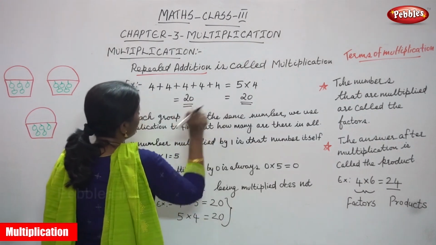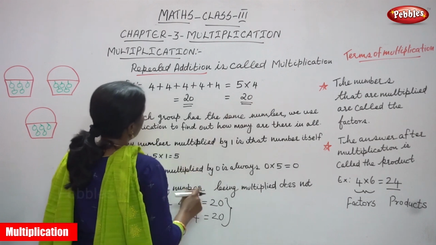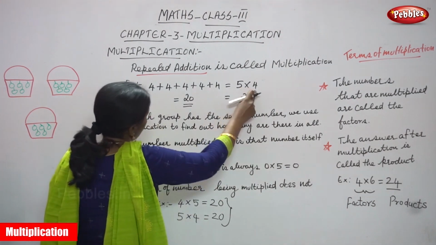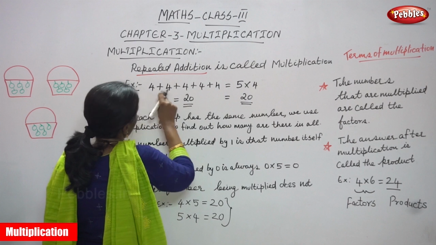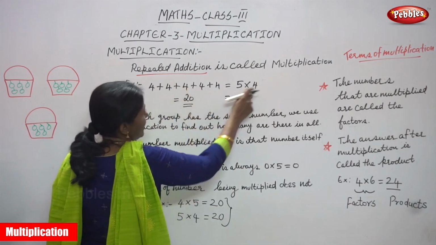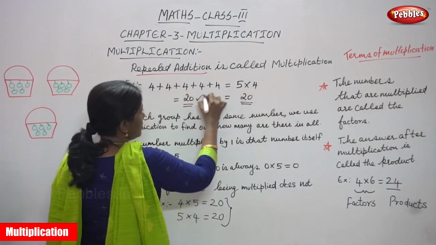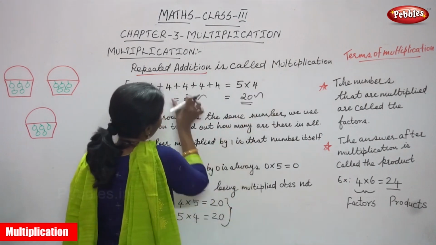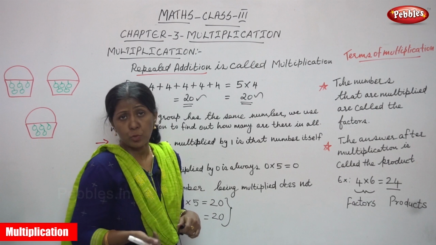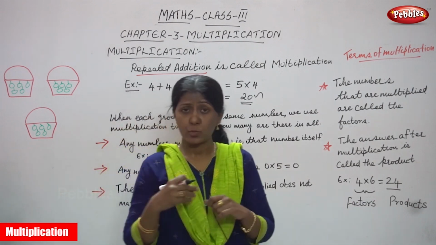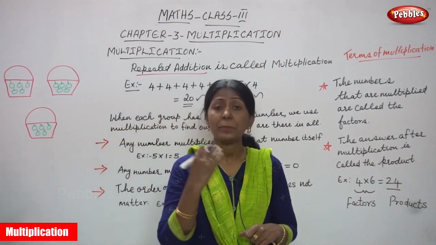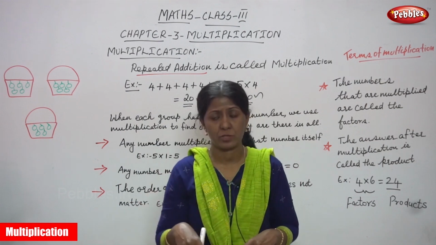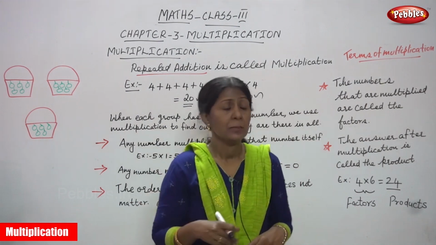Now look at this number, 5 into 4. This is 4. How many times does 4 come? 1, 2, 3, 4, 5 times. So 5 into 4 you can get 20. So both answers are correct. This is a multiplication, and this is a repeated addition. That is what I said: repeated addition is called multiplication.